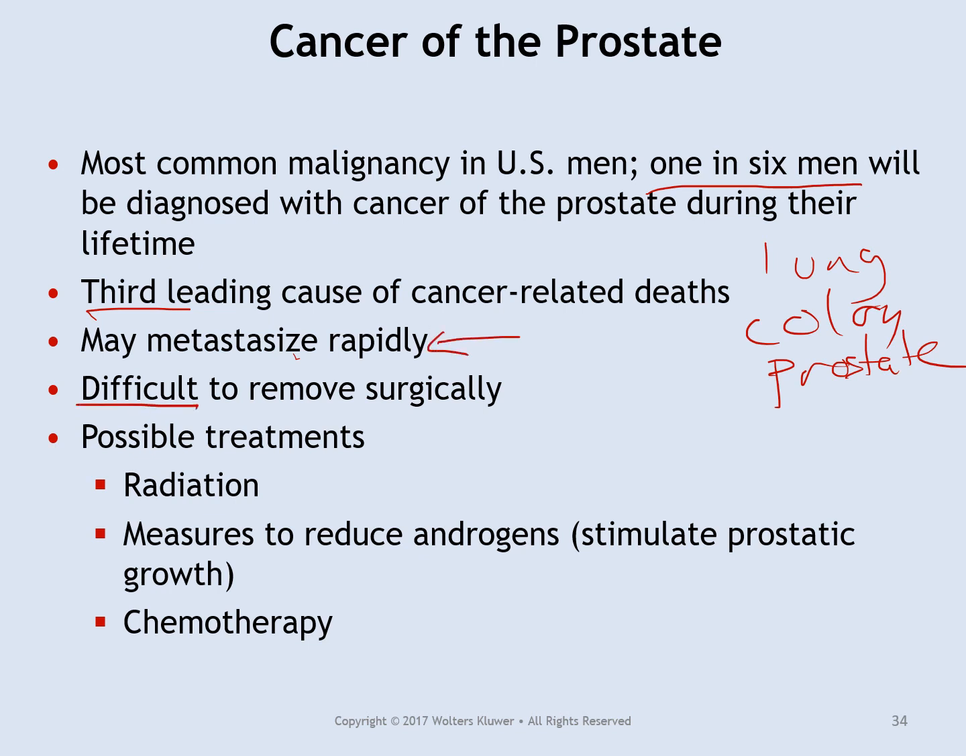The reason why it's a leading cause of cancer-related deaths is that it can spread very quickly, and it's difficult to remove the prostate. We just took a look at how you remove the prostate. Remember, there's a lot of very delicate stuff around there that you don't want to remove. Treatment for prostate cancer is, obviously, chemotherapy and radiation, and then prostate cancer tends to grow off of hormones, specifically androgens, which are male hormones, kind of like testosterone.